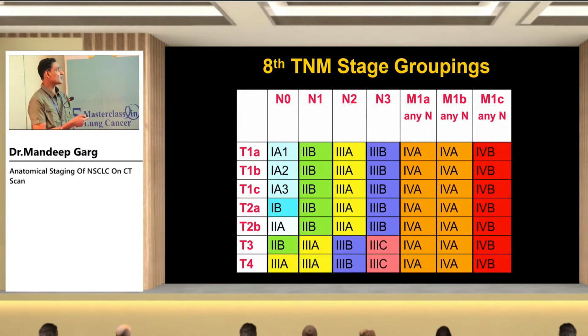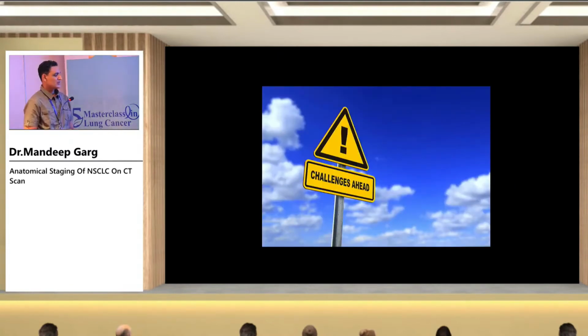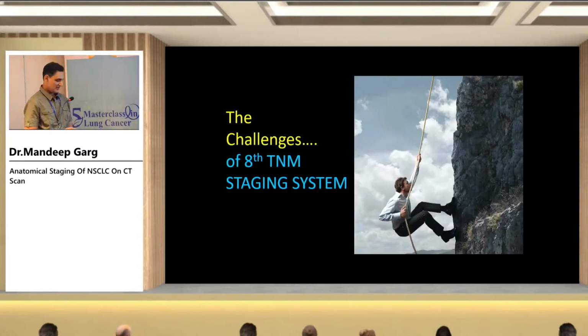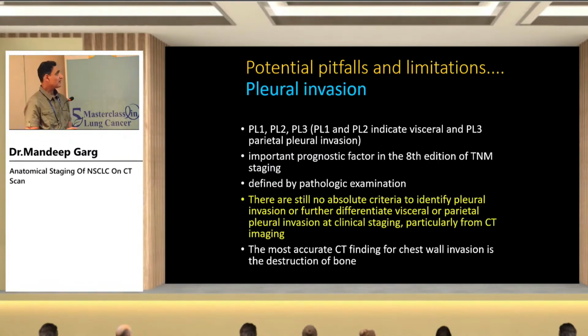And these are the stage groupings based on the 8th TNM after we give T, N, and M categories to a particular scan. So there still are many challenges ahead in this 8th TNM staging. Moving on to pleural invasion, there is no absolute criteria by which we can identify pleural invasion, and we cannot differentiate based on CT imaging whether visceral or parietal pleural invasion is there at clinical staging. And the only CT finding which is considered confirmatory for chest wall invasion is the destruction of the bone.